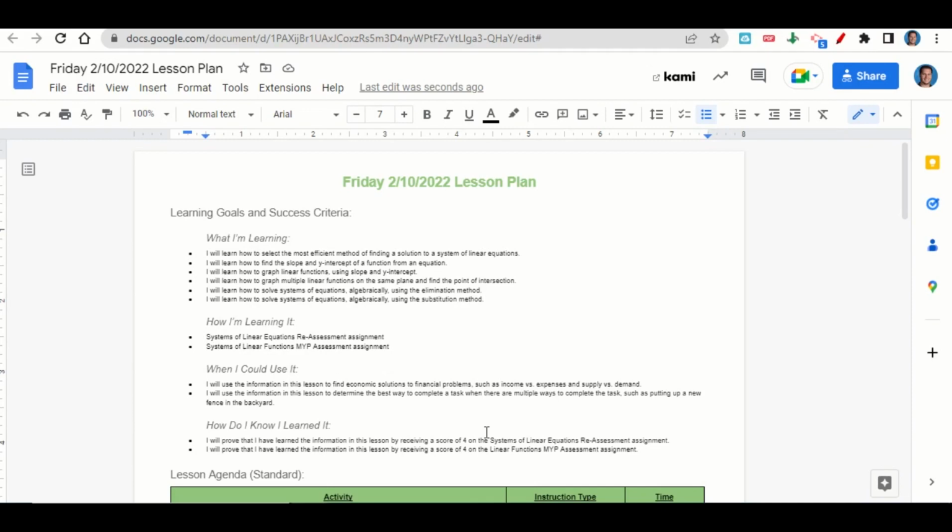How do you know you learned it? By getting a score of 4 on the Systems of Linear Equations Reassessment Assignment and a 4 on the Systems of Linear Equations MYP Assessment Assignment.